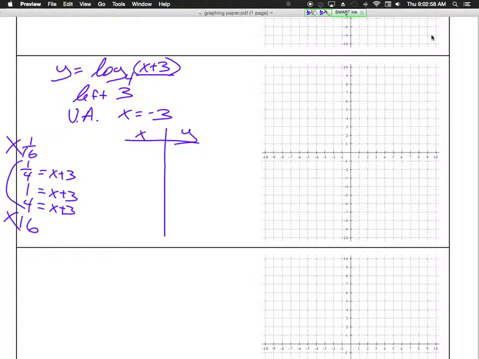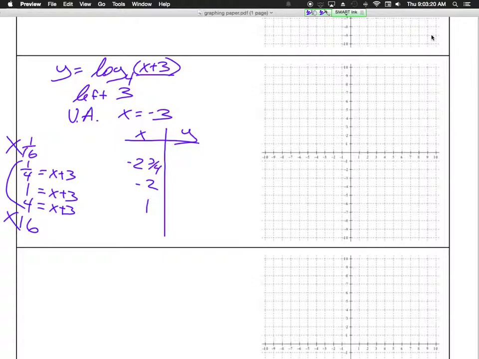Okay? So on this bottom one, if I solve for x, what does x end up being? It ends up being 1, because if I subtract 3, I get 1. On this one, if I subtract 3, I get negative 2, and on this one, if I subtract 3, I get negative 2 3/4.